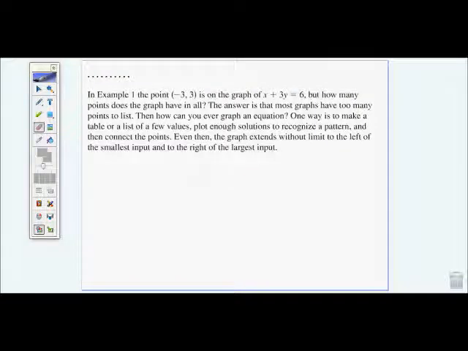So next, in example 1, the point (-3, 3) is on the graph of x plus 3y equals 6. But how many points does the graph have in all? The answer is that most graphs have too many points to list. So then how can you ever graph an equation? One way is to make a table or a list of a few values, plot enough solutions to recognize a pattern, and then connect the points. Even then, the graph extends without limit to the left of the smallest input and to the right of the largest input.